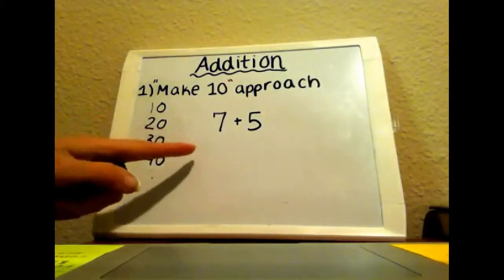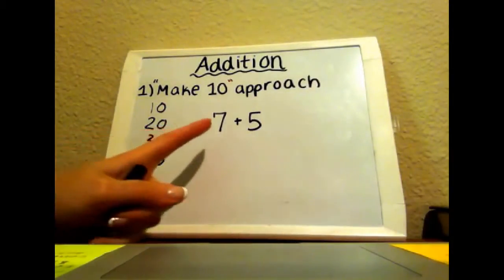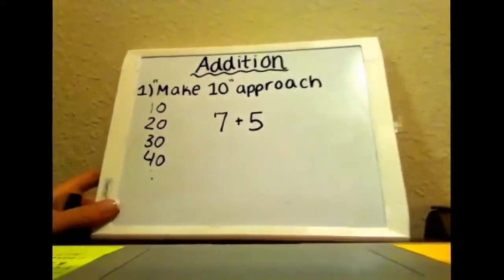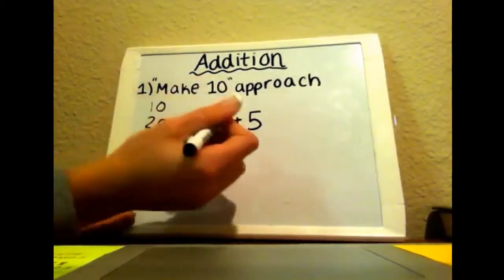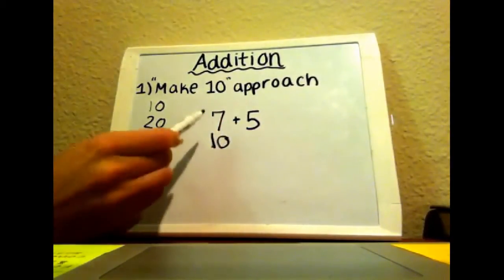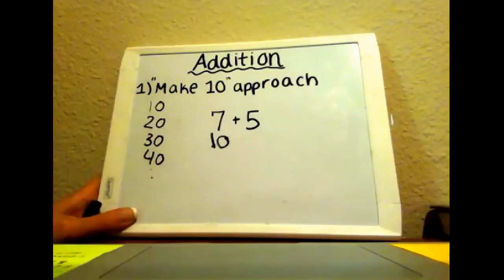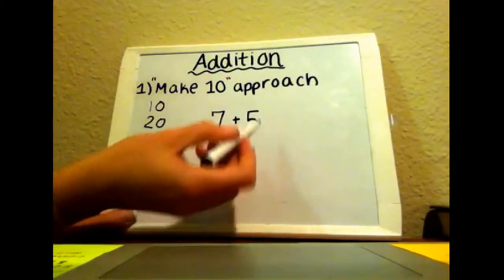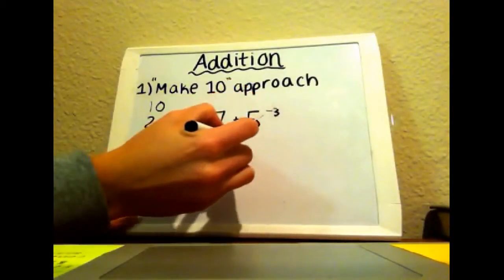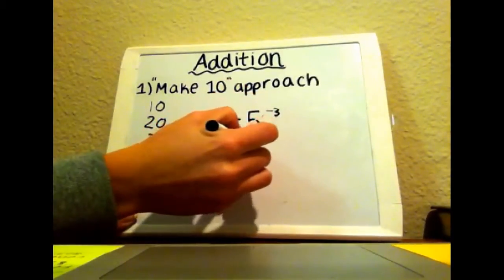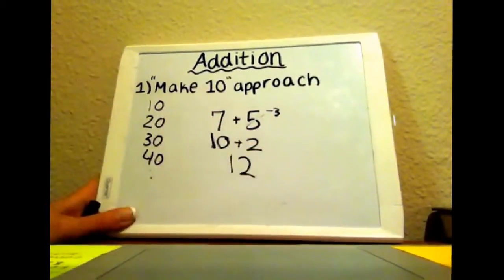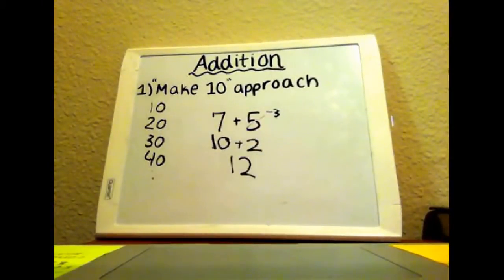So for this problem, we're going to start off basic, and the first thing we need to do is make one of these numbers into a multiple of 10. The first one is 7, and that's the closest to 10, so we can make the 7 into a 10. And to do that, we had to add 3 to 7. And the only way to get that 3 is to take it away from 5. So 5 minus 3 now becomes 2. And 10 plus 2 is 12. So that's a simple way to do the Make 10 approach.